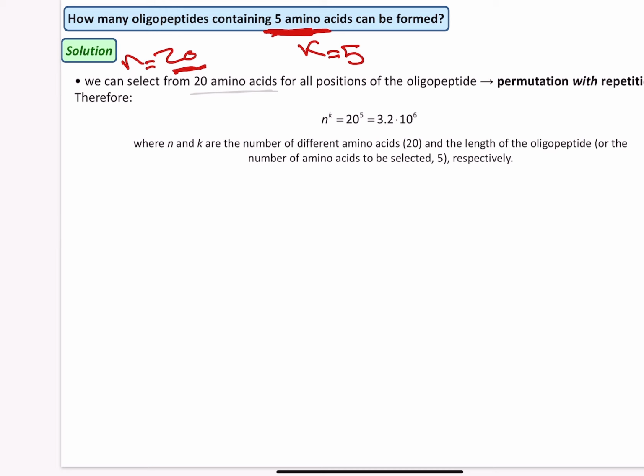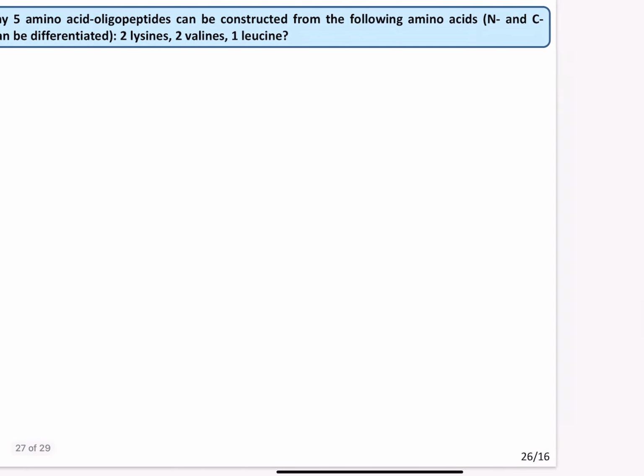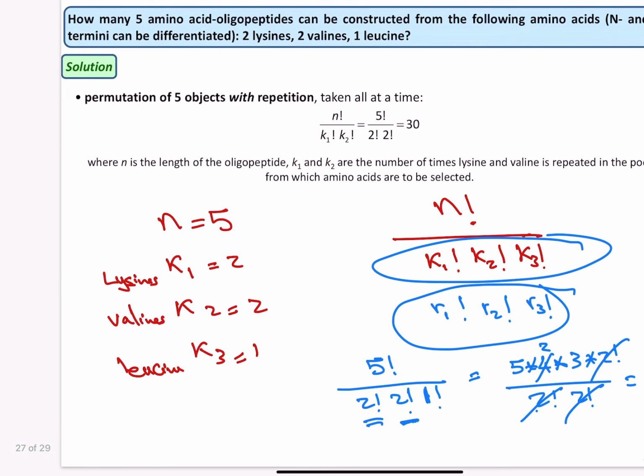So we have to be careful which one is the domain and which one is the K, the selected or the new arrangement. Here, the new arrangement which he wants should contain 5 amino acids. So this is the K. In the previous example, he was asking how many 5 amino acid oligopeptides can be constructed from the following amino acids, and he gave us this 2, 1, and 1. So 5 total. This is the domain, and this is the breakdown of the domain.